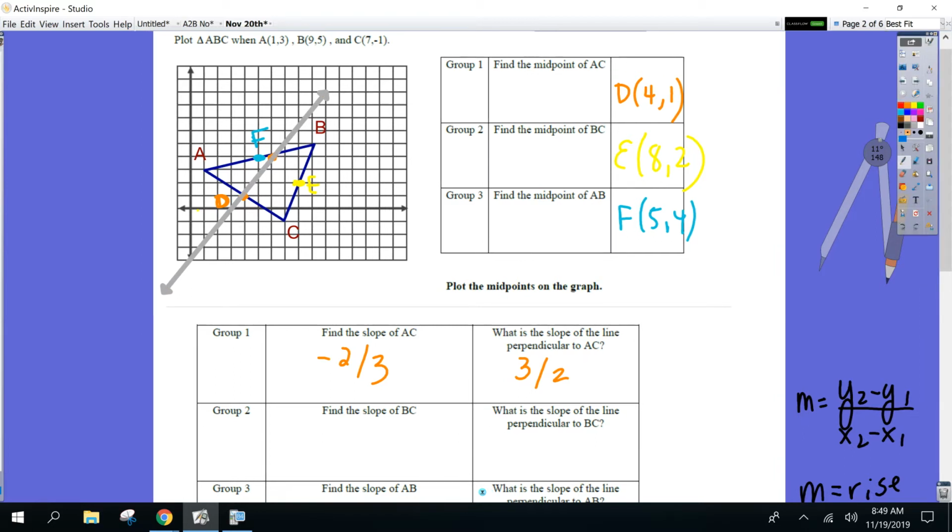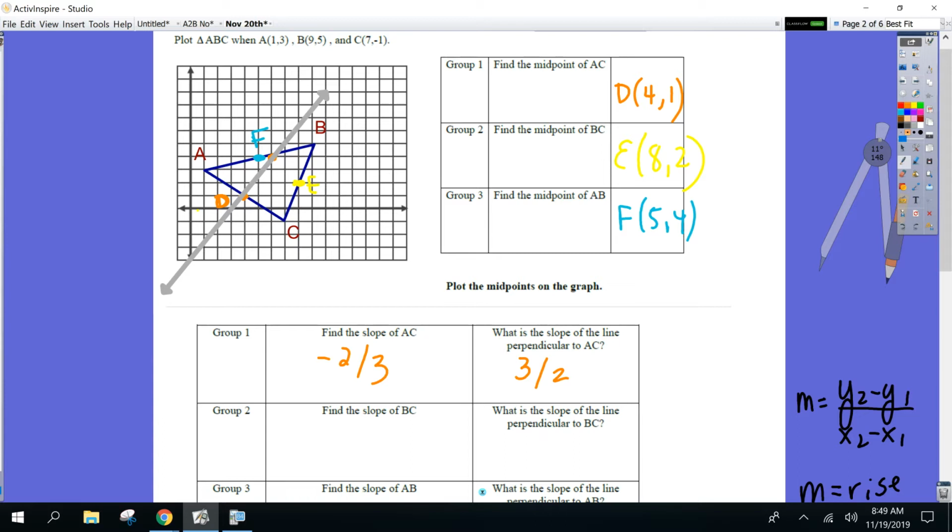Other than a line, anybody know what we just graphed? We have a geometrical vocabulary term for that. First of all, this line is what with AC? It's perpendicular, and it goes through the what of AC? Can we put the two together there? This is a what? Perpendicular bisector, correct.